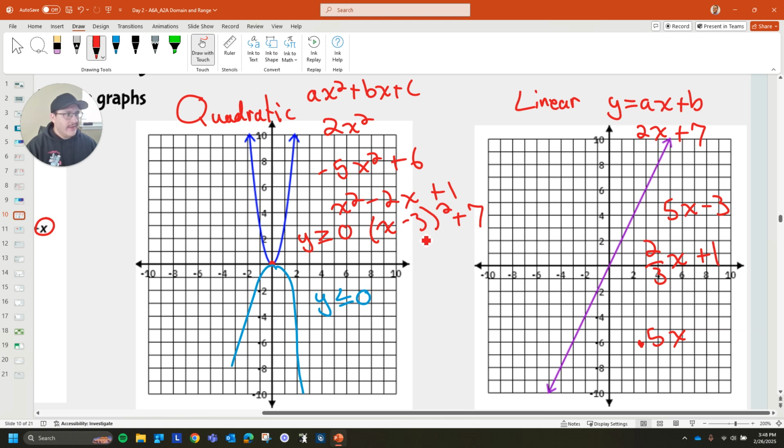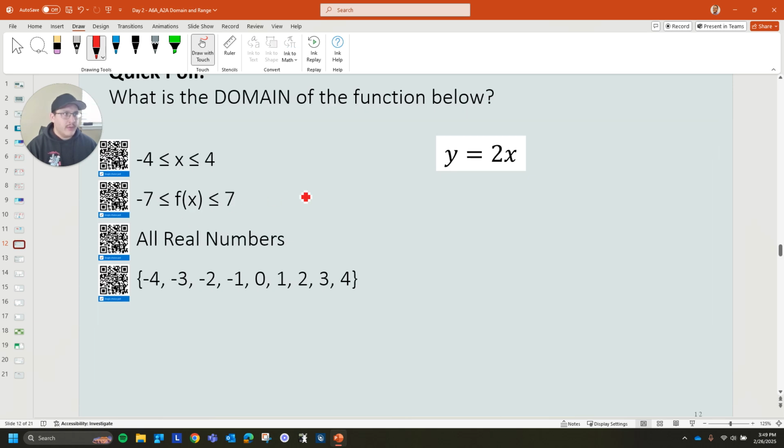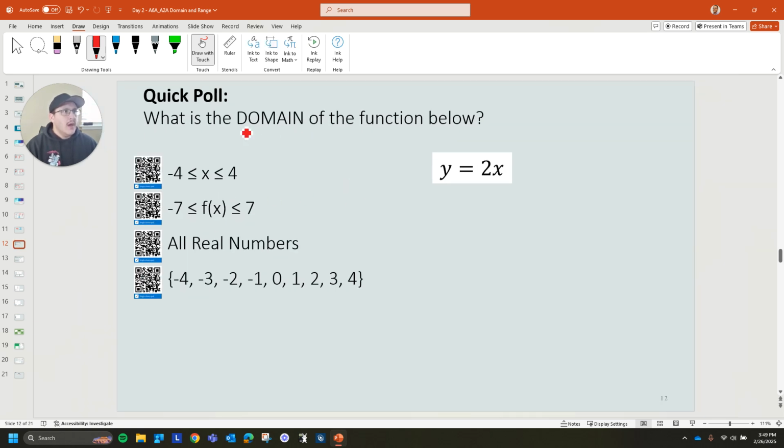So that is domain and range with continuous. This one's going to be challenging. There's a lot of parts to it, but let's try to apply what we just learned into some problems here. So let's look at this example. What is the domain of the function below? And all we're given is an equation.